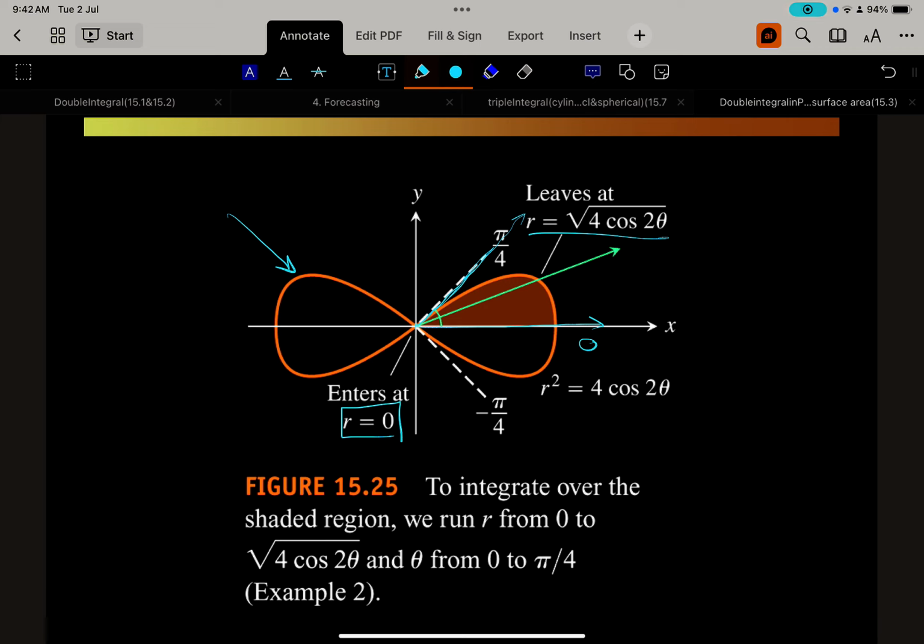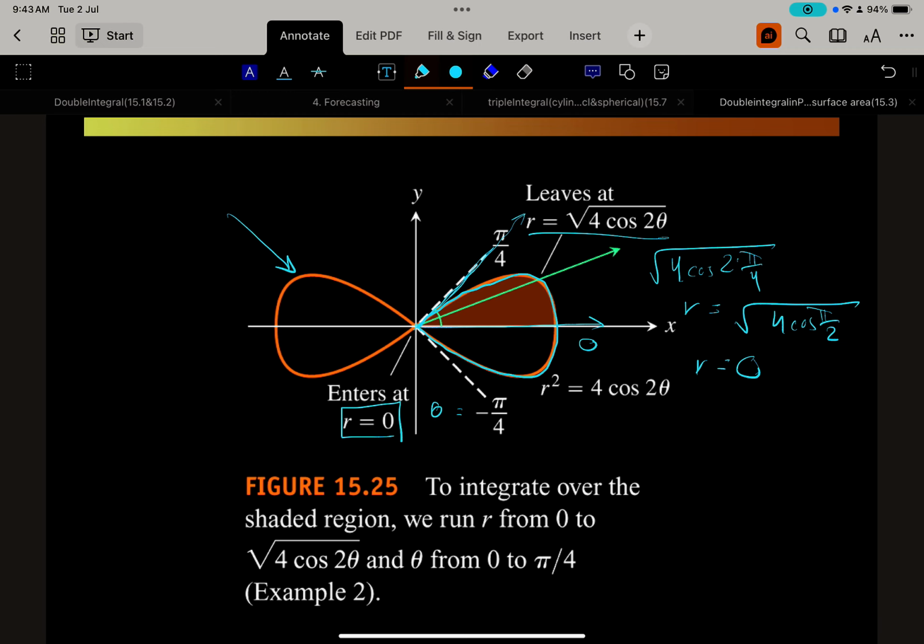Now how do you get pi over 4? Well, we can see that it's pi over 4 if we graph it. But if we substitute theta equals pi over 4, we get the square root of 4 cosine of 2 times pi over 4, which is the square root of 4 cosine of pi over 2. Cosine of pi over 2 is just 0, so r equals 0. This is when r returns to 0. So r first starts at 0, and r increases with the angle until theta reaches pi over 4 and comes back to 0.